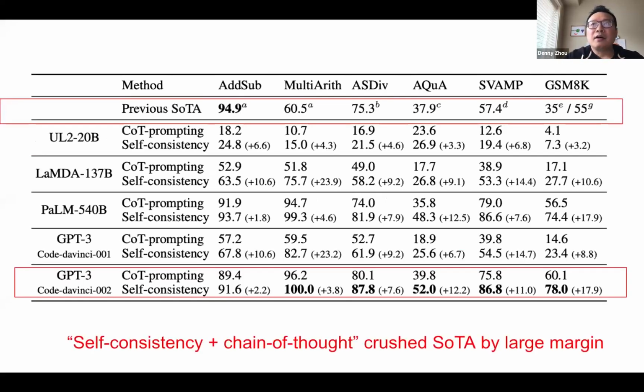So here are the results from more tasks. We can see that self-consistency plus chain of thought crushed SOTA results by a large margin. We just need 1 or 2 examples for each task. By the way, even those examples are not taken from the training set. We just made them ourselves. So we don't need to use any training set at all.